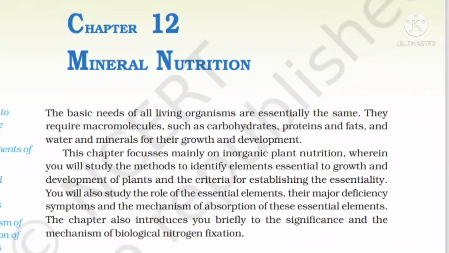In this video, we are going to study mineral nutrition. Now see beta, the basic need of all living organisms is the same. Means they require macromolecules. Which macromolecules? Macromolecules like carbohydrates, proteins, or fats. And they also require water and minerals for their growth and development.